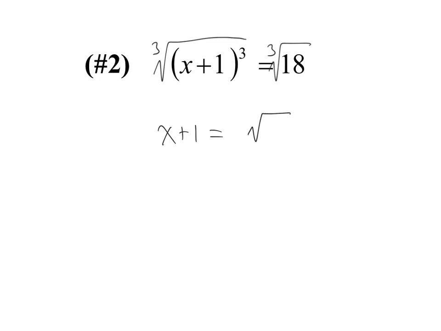Is cube root of 18 a nice number on our perfect card? It is not, so I'm just going to leave it as cube root of 18. And then how do I solve that? I need to get that x by itself, so I'm going to subtract 1 from both sides. So I get x equals negative 1 plus cube root of 18. And I just did the plus here. I didn't do plus or minus because 3 is an odd number root, so we're not going to need the plus or minus.